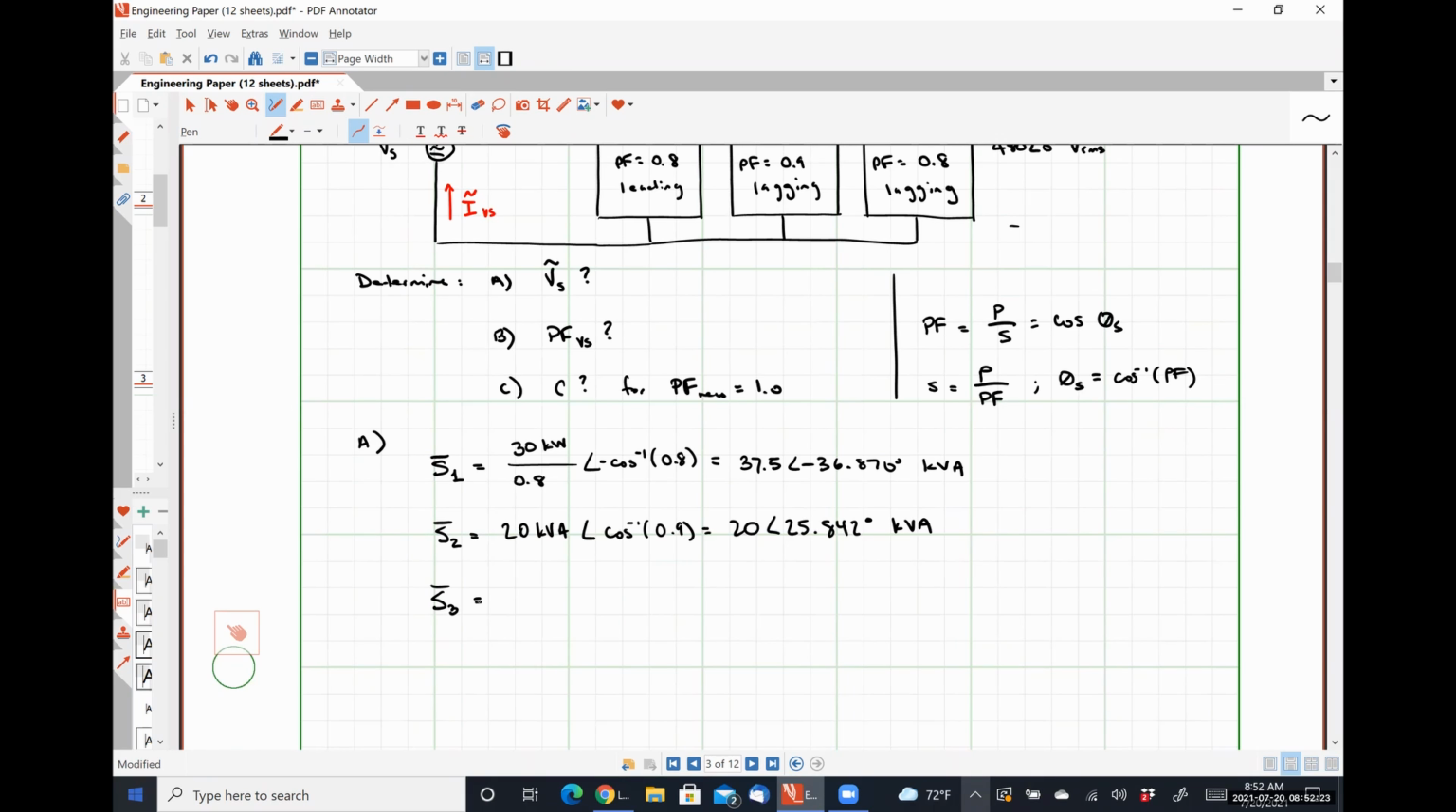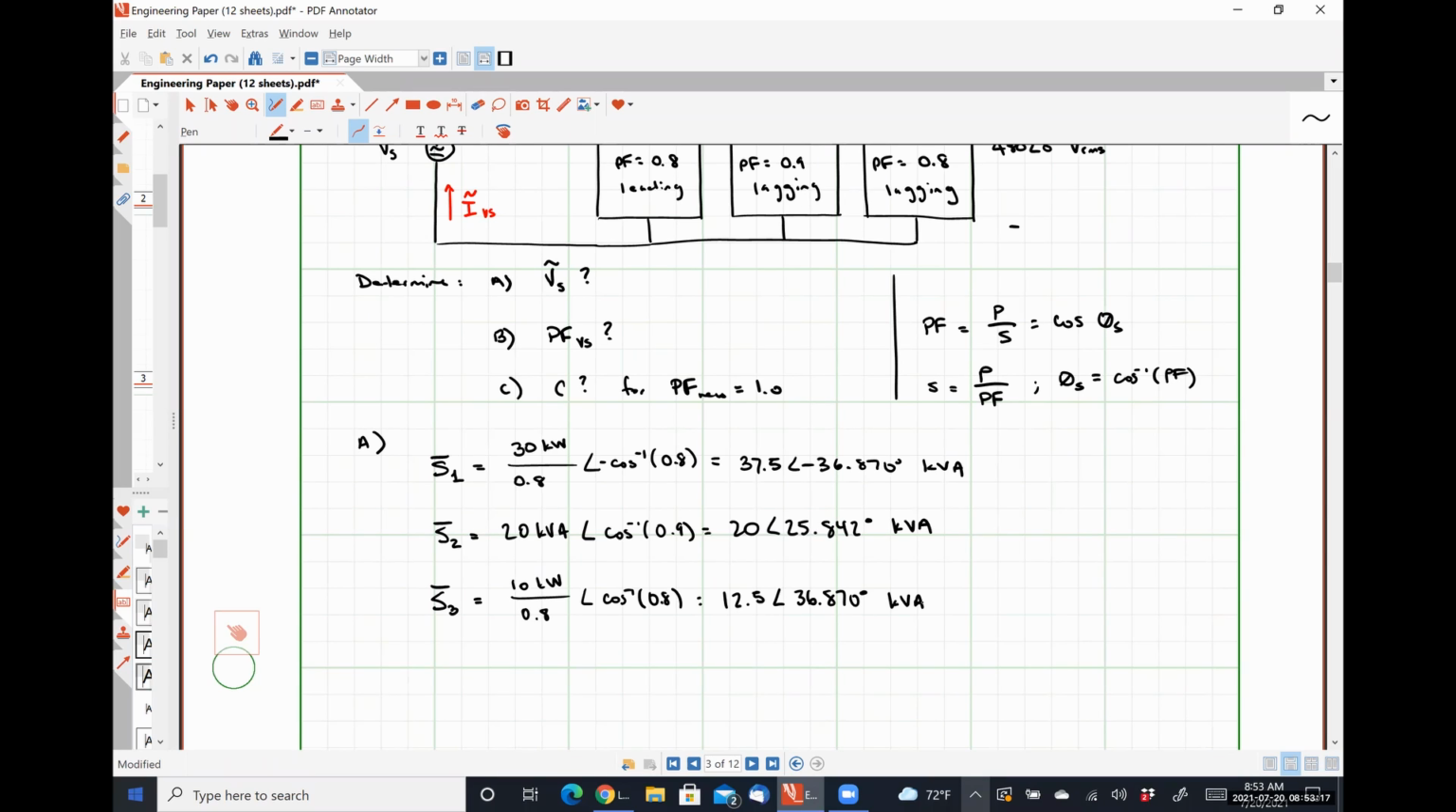And then the complex power absorbed by load 3 is going to be 10 kilowatts divided by 0.8, angle positive inverse cosine 0.8, or 12.5 angle 36.870 degrees kVA.